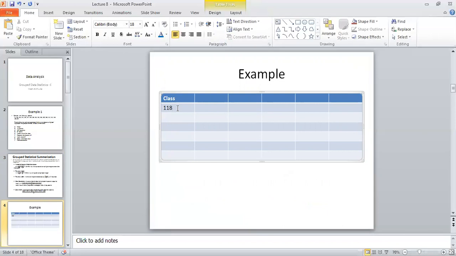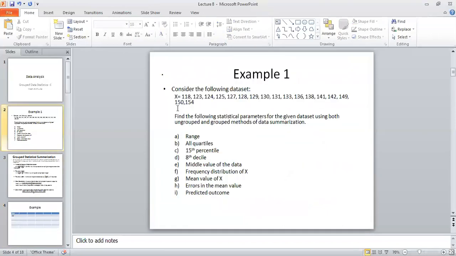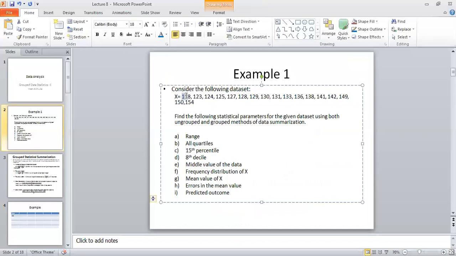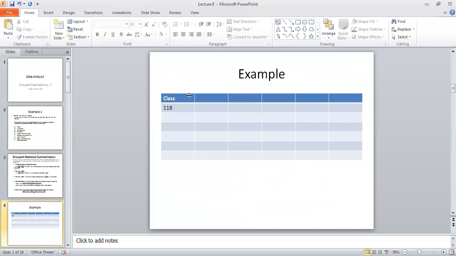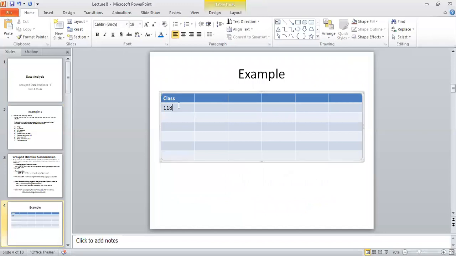This 118 has come from the data set itself. So I'm going to start making my classes from this lowest value, which is 118. Now, when we put the classes in this first column, we basically put just the lower limit and the upper limit of the class. So we have got the lower limit of our first class. Now what should be the upper limit of the first class, or what should be the lower limit of the second class? These are two very important questions.